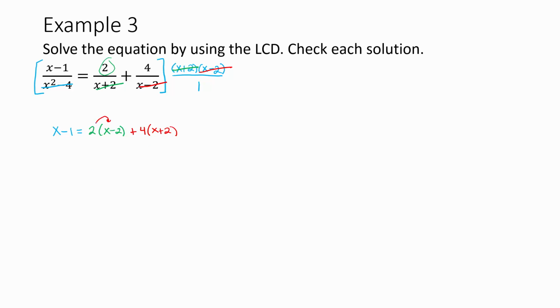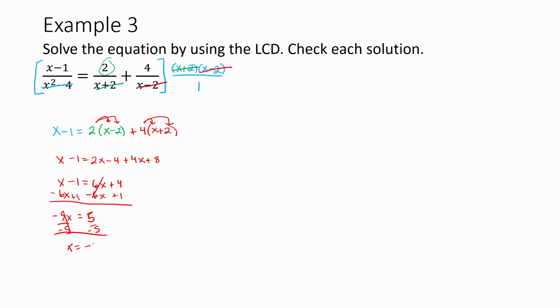So we want to distribute for both of these. We've got a lot of x's here, so 6x plus 4, subtract my 6x, add 1, which is 5, divide by -5, get x equals -1.